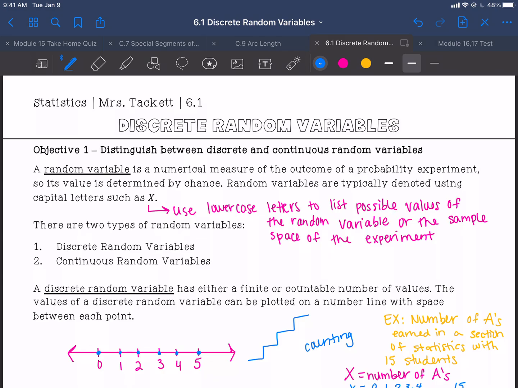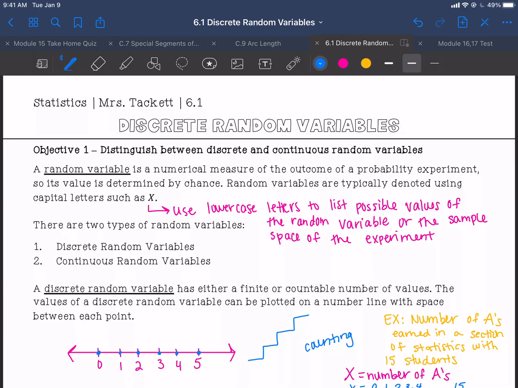In this video, we are going to discuss discrete random variables along with their probabilities. So our first objective here is to distinguish between discrete and continuous. So let's start, what is a random variable?